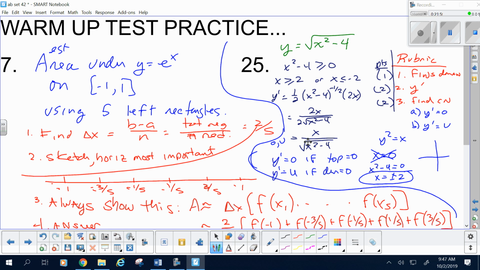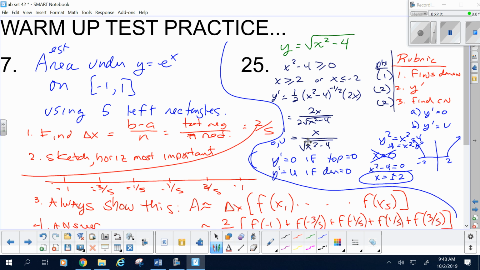Y squared equals x squared minus 4, right? That means 4 equals x squared minus y squared. Is this a circle or a hyperbola? Sideways or vertical? Top half, bottom half? Top half. Looks like that. Does it make sense that 2 and negative 2 are critical? Yeah, they're kind of important.